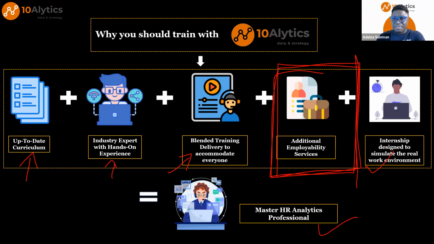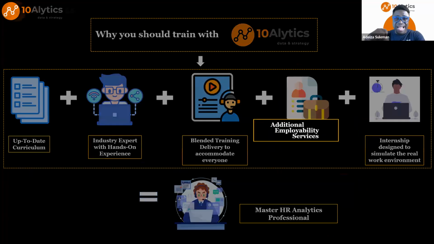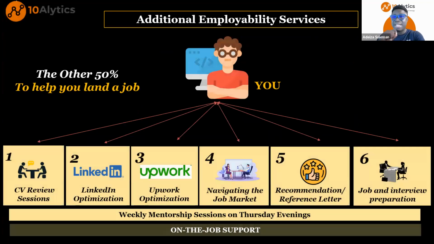I call it the other 50%, which is the additional employability services. You can be the best Excel user, the best Power BI user, the best SQL. You can be best at anything, but if you have a crappy CV, you would never get invited for an interview. Like I always tell people, organizations don't have the time to read your CV, manually or physically, and say that, oh, this person has a very good set of skills.